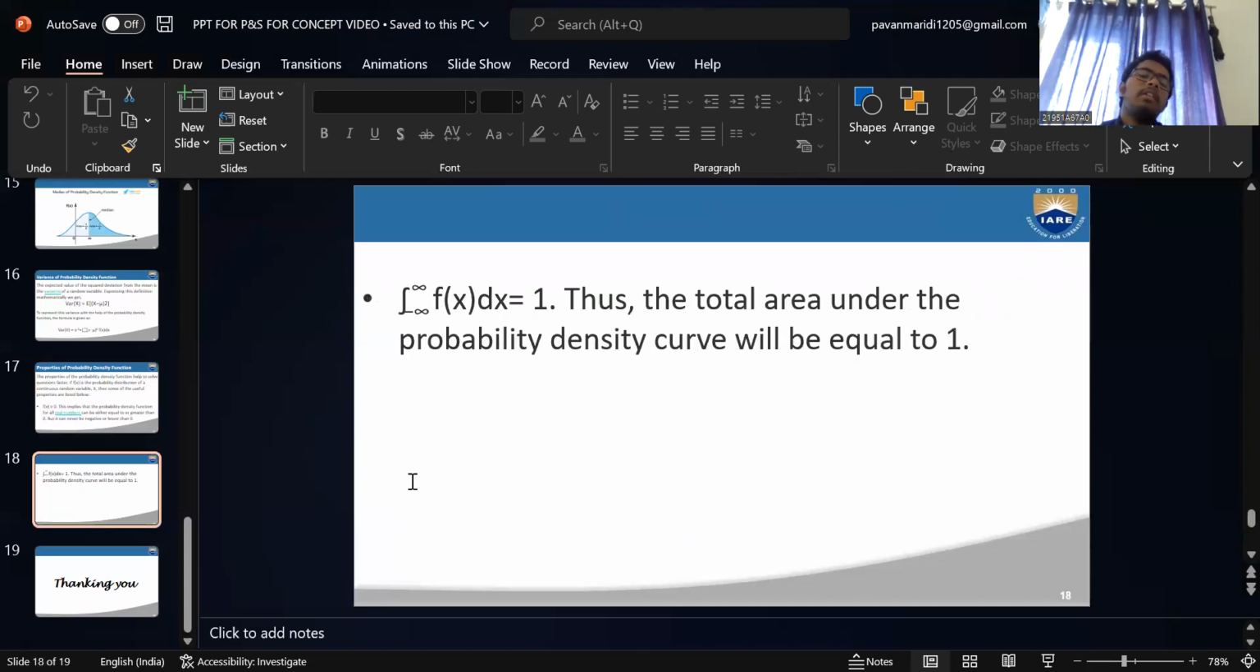If the integral from minus infinity to infinity of f of x dx is equal to 1, then the total area under the probability density curve will be equal to 1. Okay, I hope everyone understands these properties, formulas and examples of PDF, probability density function.